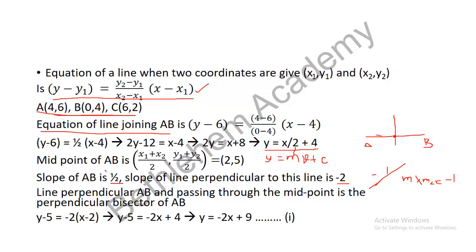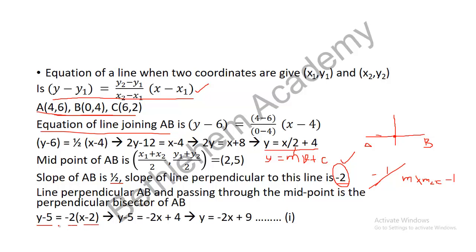So m1 is equal to half and m2 is equal to minus 2. When I multiply them, am I getting minus 1? Yes, I am getting minus 1. So that is why this is the slope of the line perpendicular to AB. I know the slope of this line is minus 2, and also that it passes through the midpoint (2, 5). When I know the slope and a point, how can I find the equation of the line? I can use the formula y minus y1 is equal to m into (x minus x1).